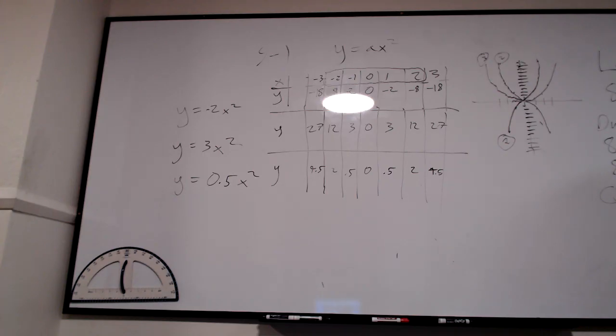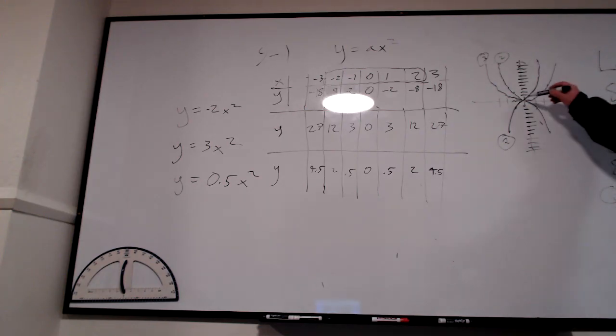One goes out further. One is fatter. Which one is fatter? 0.5. Yes, the smaller the number, the fatter it gets. It's more and more gradual. If you had 0.25x, it would be even smaller, and if you had 0.1 times x squared, it'd be really gradual.